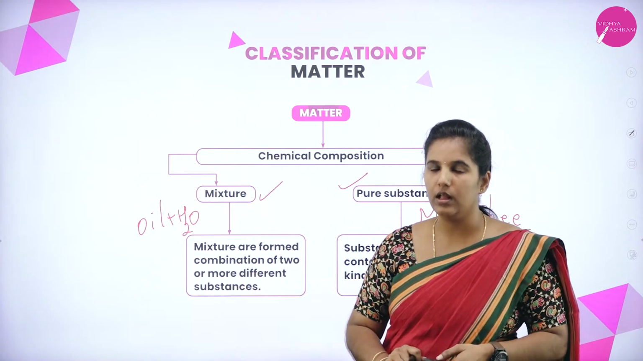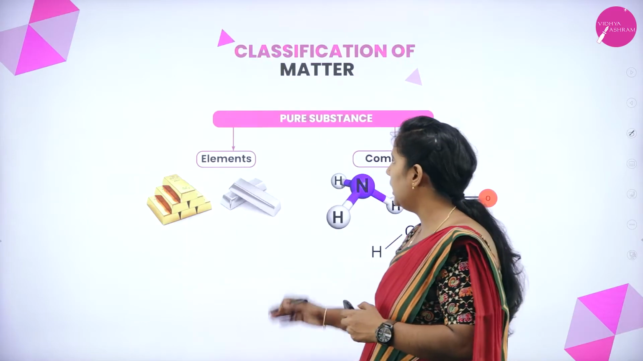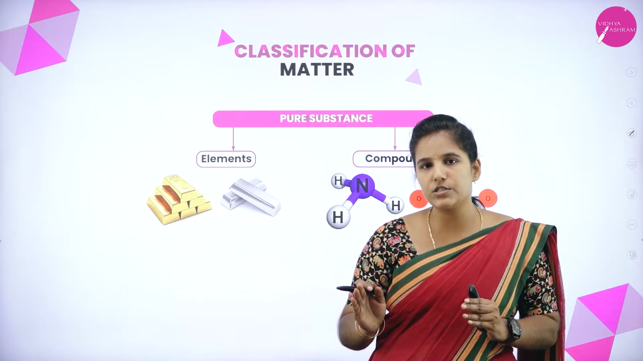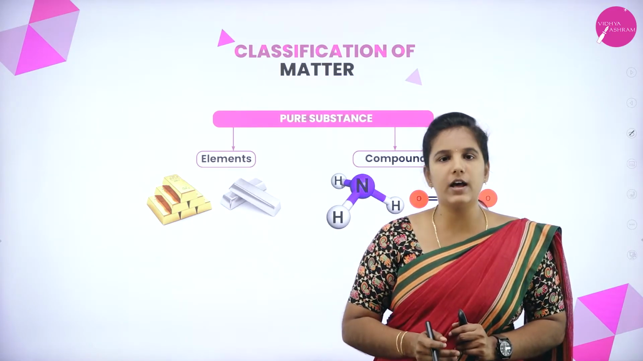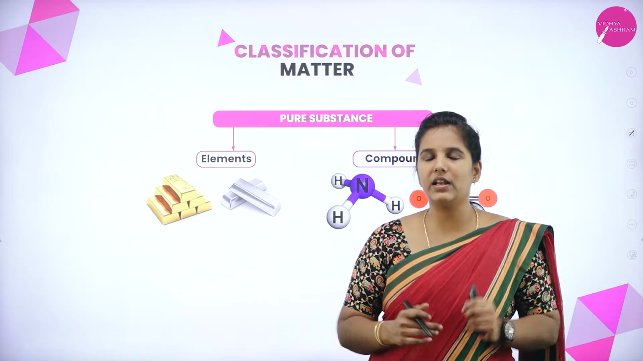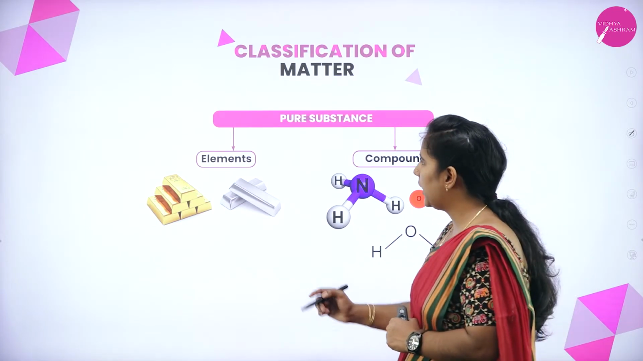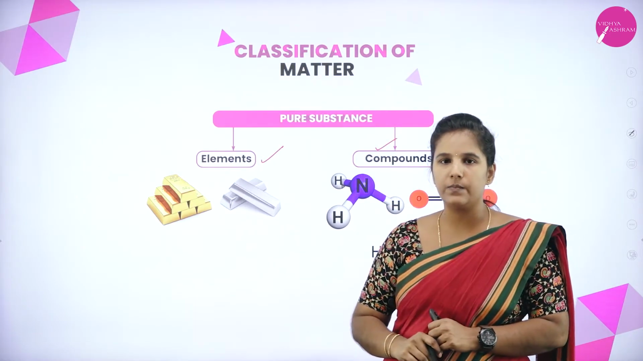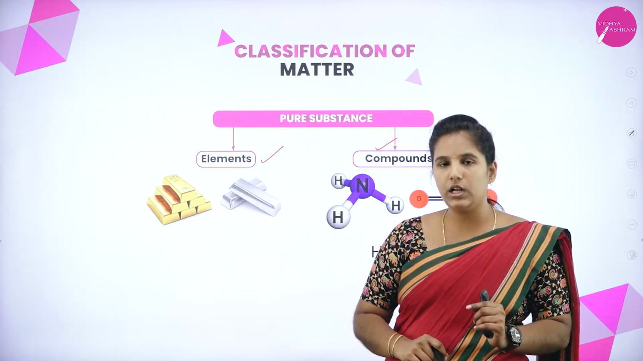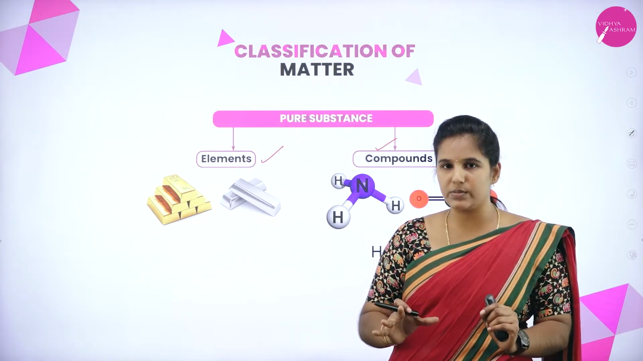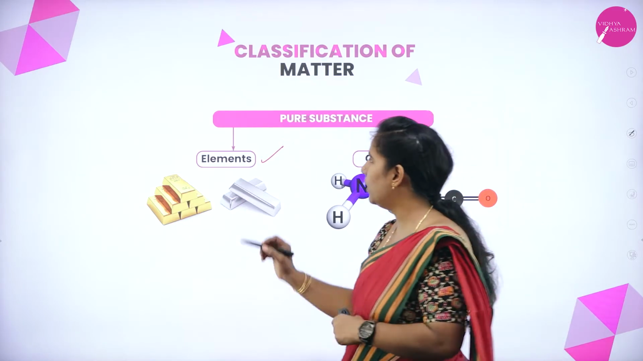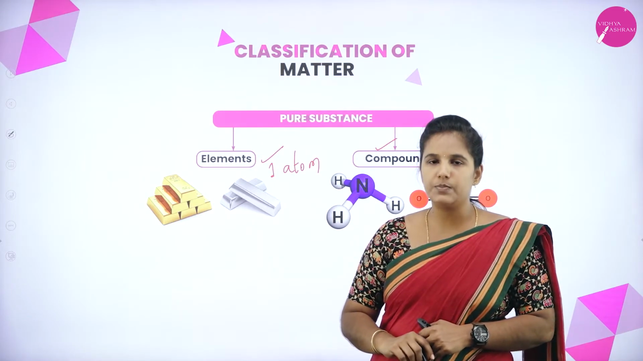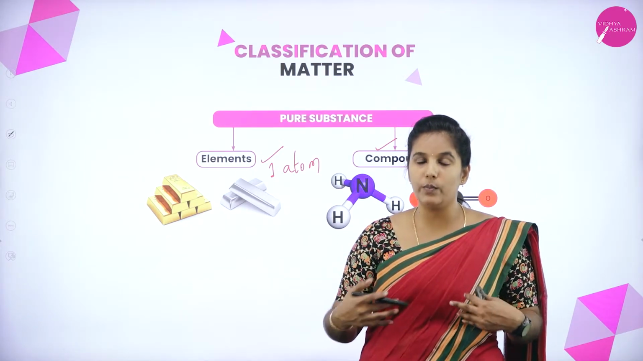Let's see how we classify the pure substances again. Just now we have understood that they are made up of only one type of particle. How do we classify them again? We can classify them into two types, named elements and compounds. Then what is an element? Elements are pure substances made up of only one type of atom. If only one type of atom is present in a substance, then it is said to be an element.